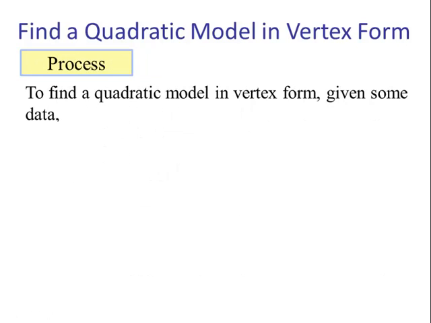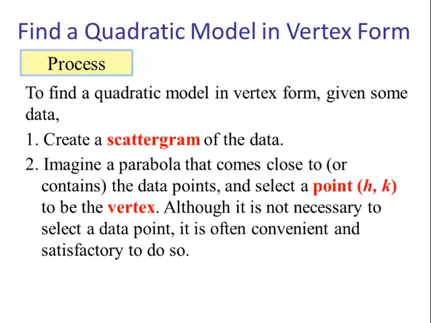Finding a quadratic model in vertex form. Process. To find a quadratic model in vertex form given some data. Number 1, we create a scattergram, or sometimes known as a scatter plot, of the data. Number 2, we imagine that the parabola comes close to or contains the data points and select a point (h, k), which is the vertex. Although it's not necessary to select a data point, it is often convenient and satisfactory to do so.